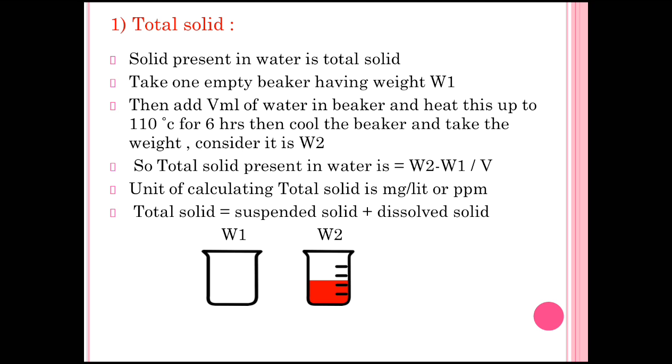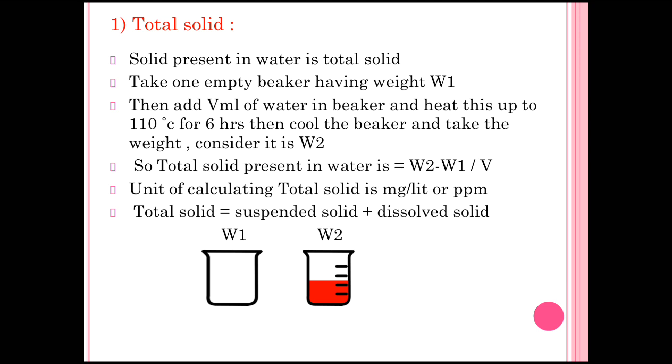Total solid means solid particles which are present in a water sample. They may give turbidity to the water, or the particles may be dissolved in the water, so the solid particles may be in the form of dissolved matter or in the form of turbidity. Whatever is present in the water is called the total solid. Now, how to weigh these total solids by using some methods.